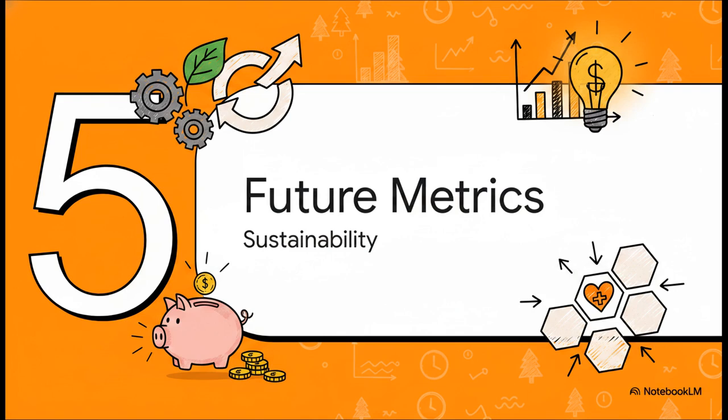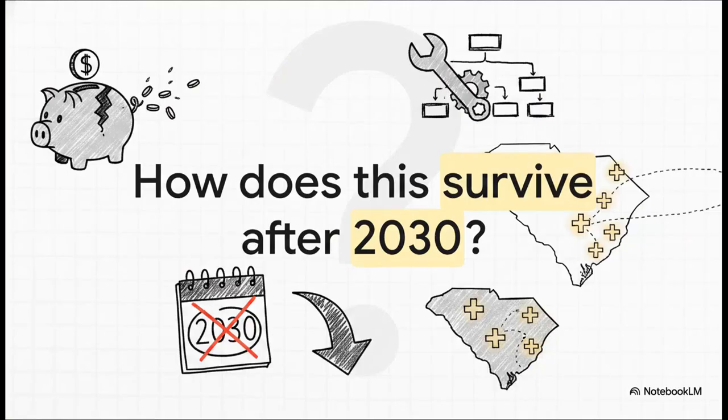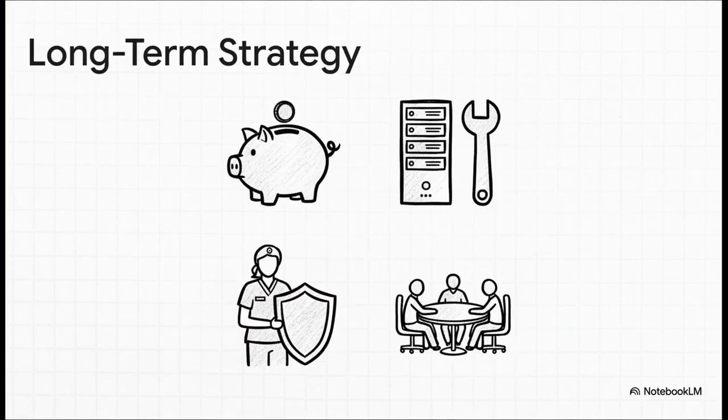Finally, Section 5, Sustainability and Future Metrics. The core operational challenge of any grant program this large is what happens when the funding inevitably ends. So how does this survive after 2030? What exactly is South Carolina's long-term operational strategy once the $1 billion is fully drawn down and federal support stops? The state's project narrative provides a very pragmatic answer.